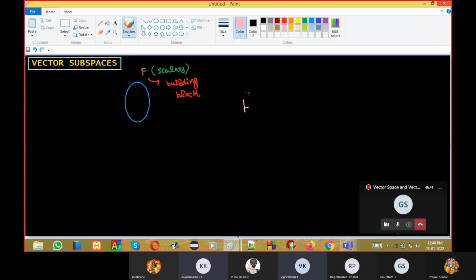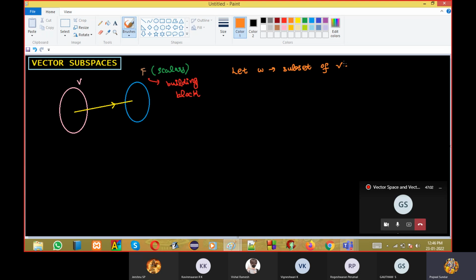Yes. So the field you're having has scalars. This is a building block. Now I'm having vector space V, and I'm saying that V is a vector space over field F. I'm just writing like this. This means V is a vector space. Now let W be a subset of V.